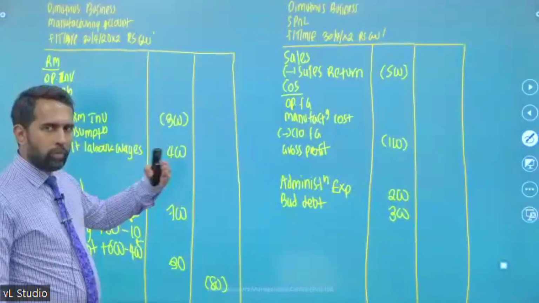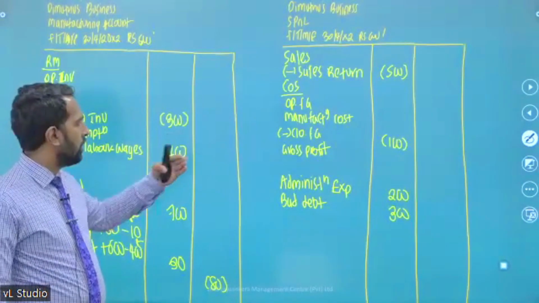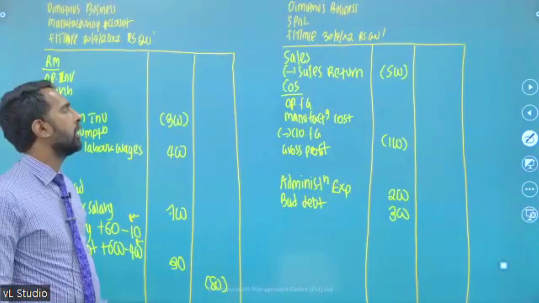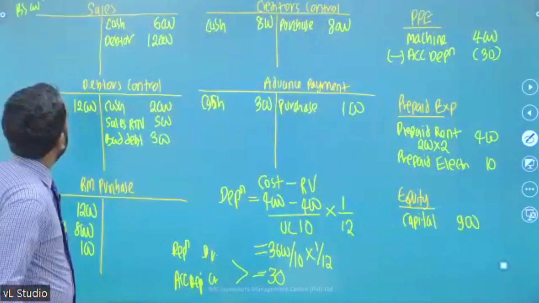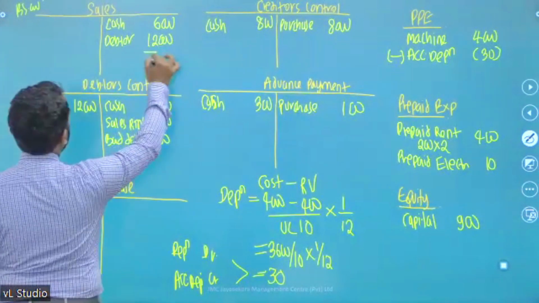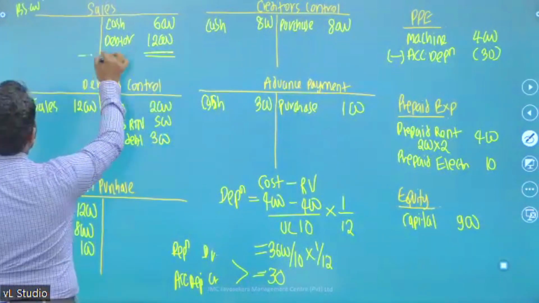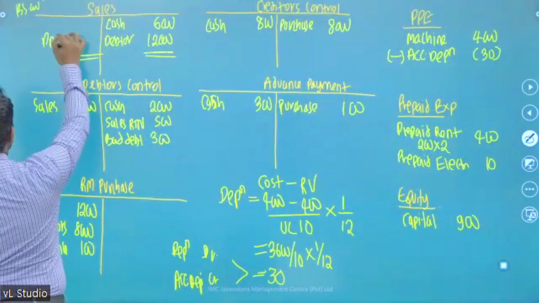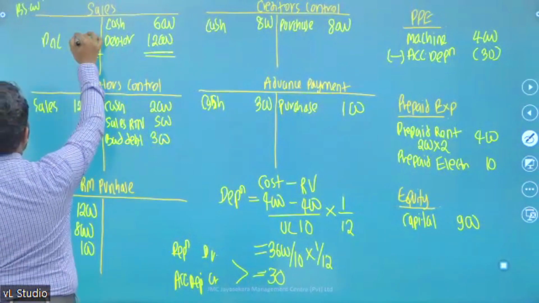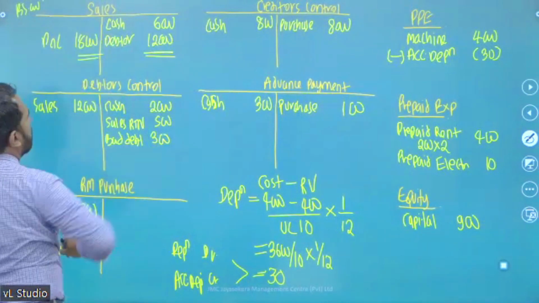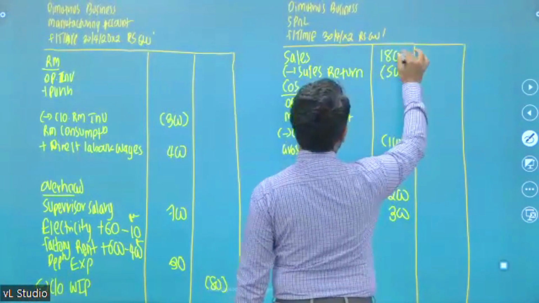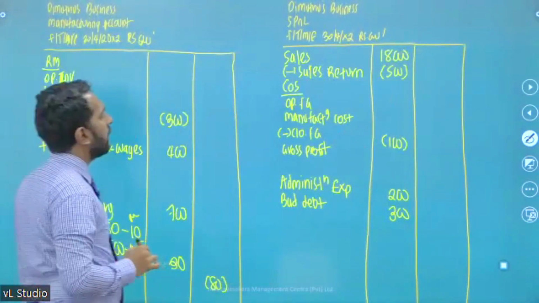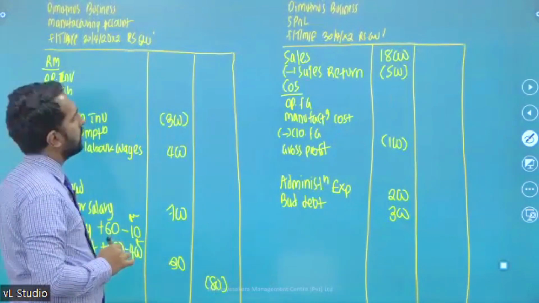Then from the beginning, you have to put the items one by one separately. Now we can close our statements. We can close the sales account, sales account to the profit or loss. Sales value goes to 18,000. So the sales figure, I'm getting 18,000.